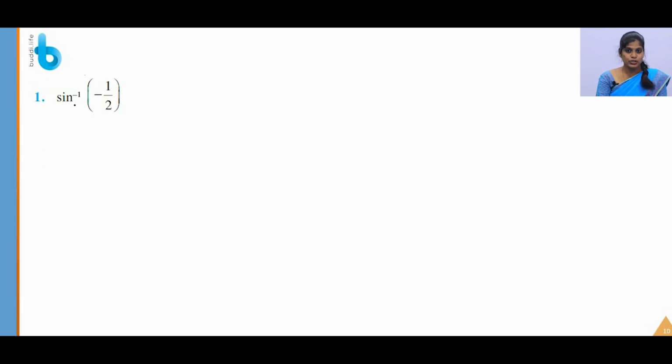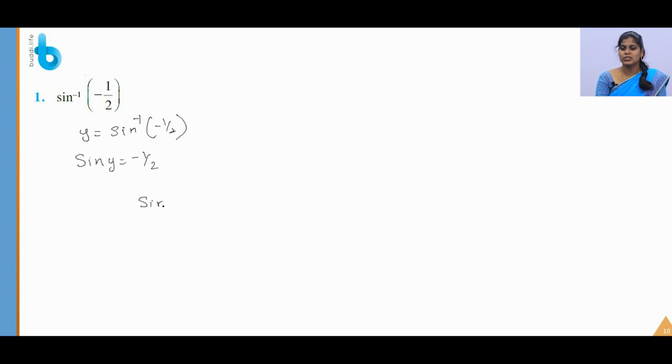Okay. By using all the principal branch values and the trigonometric value table, we will now see an example. We have to find the value of sine inverse of minus 1 by 2. Let us take this as y equal to sine inverse of minus 1 by 2. Now, let me take the sine inverse to the other side. So, it will become sine y equal to minus 1 by 2.